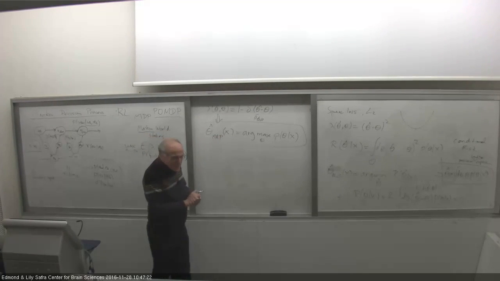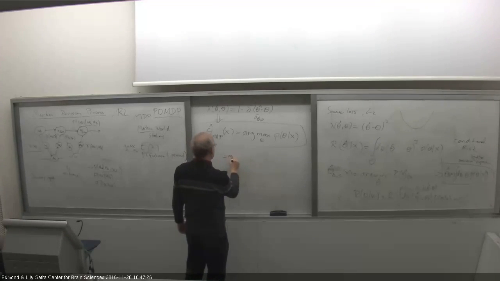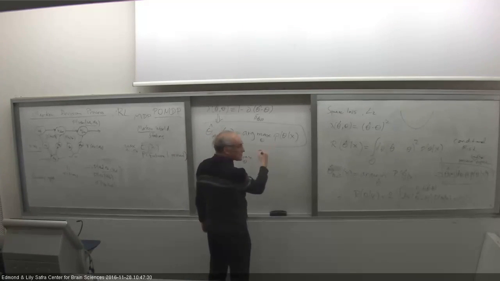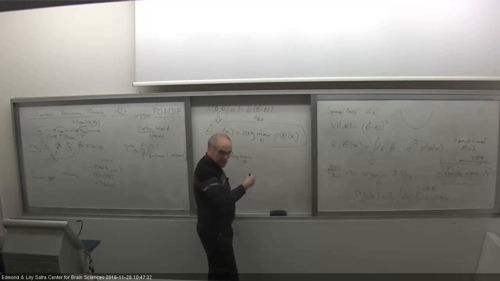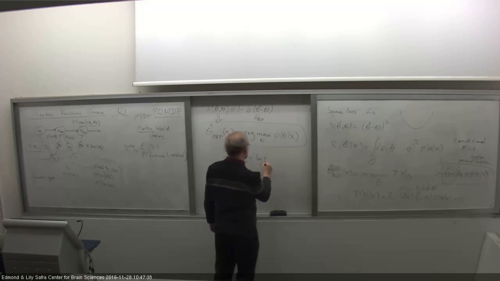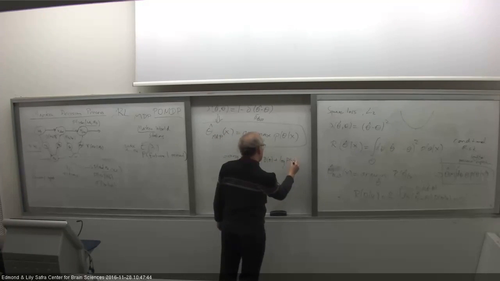But just on one more line, notice that this is the same as maximizing the log of the probability, because log is just a monotonic function. But the log is the log of the prior over theta plus the log of the likelihood. We saw this already.